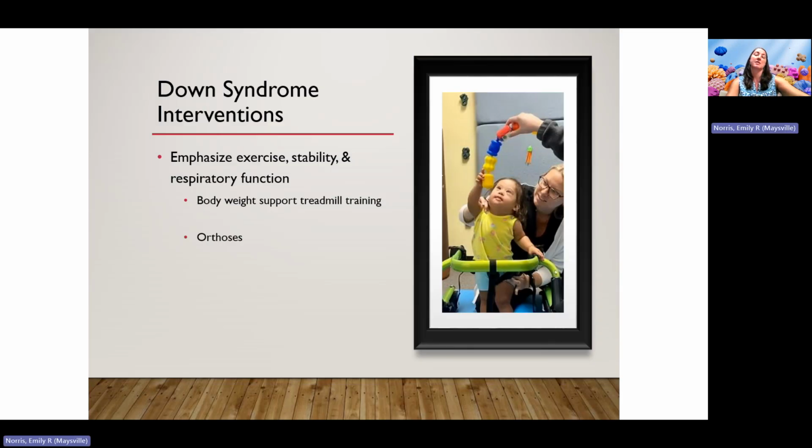A few of the things to think about with Down syndrome when you're working with them for physical therapy: take into consideration the fact that they may have heart disease, they may have a heart defect, so you may not want to overwork the heart or overexert them. You want to emphasize exercise, stability, respiratory function. A body weight supported treadmill might be a good option when they're first learning to walk. Orthoses might be a good option. It just kind of depends on their needs and their stability level and what they're able to do.